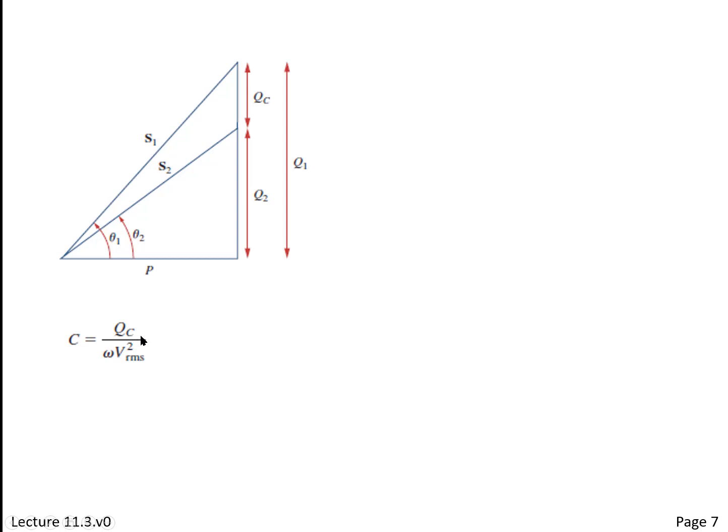It's the reactive power divided by what? Omega V squared, and it's got to be the RMS version, omega V squared. Now where on earth did this come from? Well, think about it: if I want to get Z sub C, what is that? It's 1 over omega C.